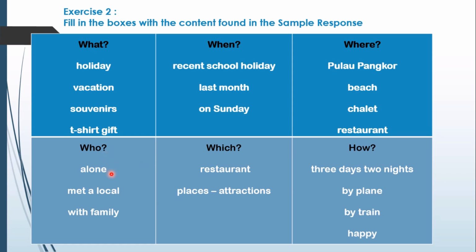And then who did you go with? Did you go alone? Met a local? Went with a family? And which restaurant did you go to? Which are the places of attractions that you go to? And how? How many days did you spend there? 3 days and 2 nights. How did you get there? By plane or by train? How did you feel during the trip? I felt happy. Okay, so a little bit of brainstorming.